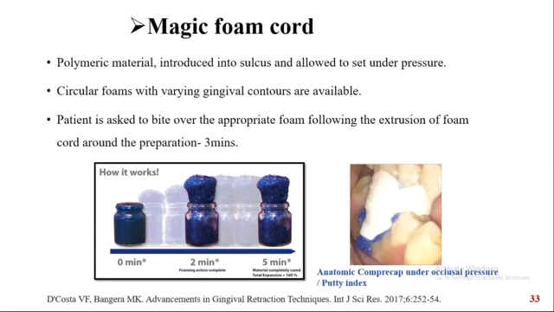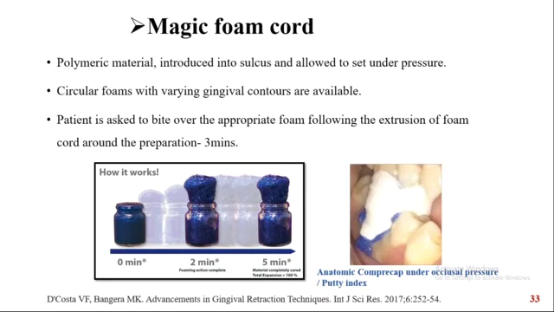Now coming to another advancement, that is the magic foam cord. Magic foam cord is an expanding polyvinyl siloxane material. The setting reaction produces a hydrogen gas, which leads to expansion of the material. Now, magic foam cord can be easily placed into the sulcus of the prepared teeth, and the patient is asked to bite over the comprep or the putty index. The patient is advised to maintain pressure for a period of around 3 minutes, and then the material is removed, rinsed, and the impression is made.